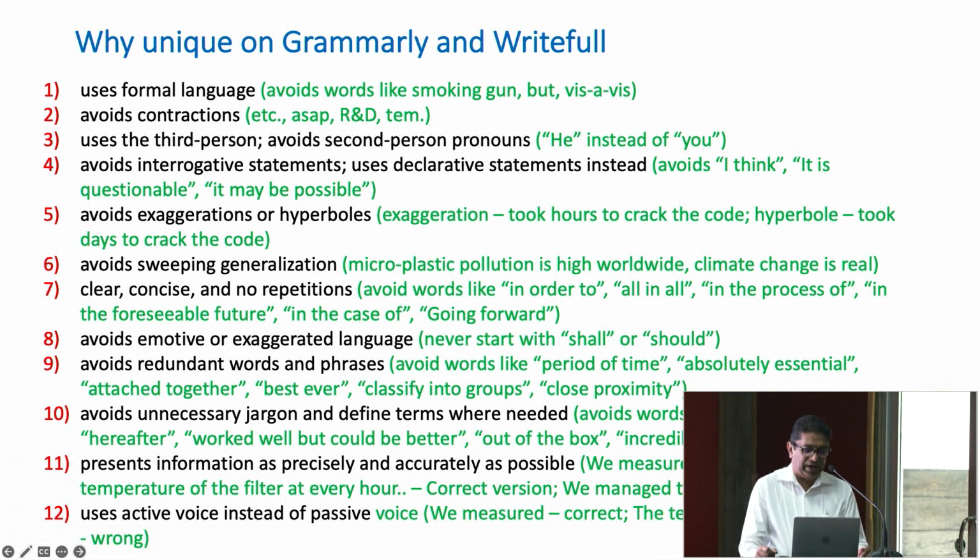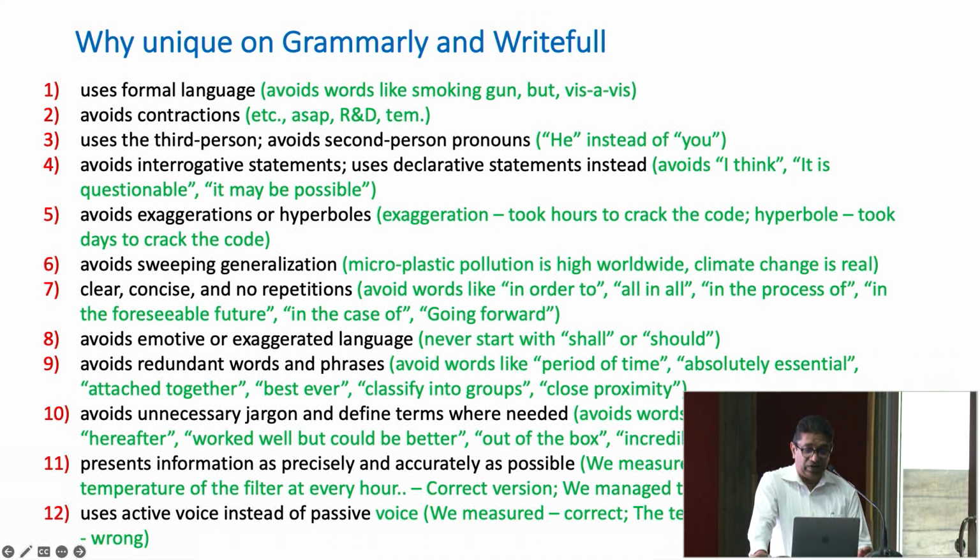Number 2 says avoid contractions, etc. As soon as possible, R&D, temperature, TEM, dot. Not allowed. There are lots of abbreviations. Unless you define them, they are not allowed. Number 3, use the third person, avoid second person pronouns. Always use he instead of you. And you never use the word she. Never use she. When you say he, it implies both persons. No problem at all. Number 4, avoid interrogative statements, use declarative statements instead.